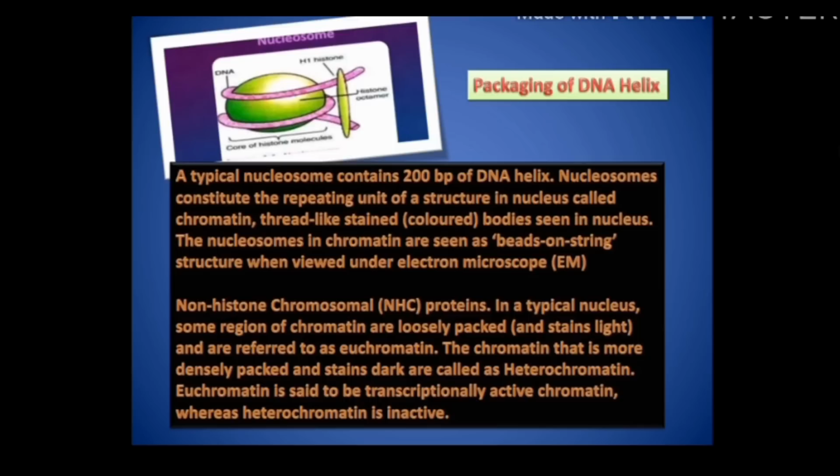Now these chromatin condense to form chromosomes during cell division. Again, during condensation of chromatin, they form chromosomes. So who helps? Again some proteins help, and those proteins are known as non-histone proteins, right? The proteins which help DNA to pack itself are called histone proteins, and the proteins which help chromatin to condense for further formation of chromosomes are non-histone proteins.